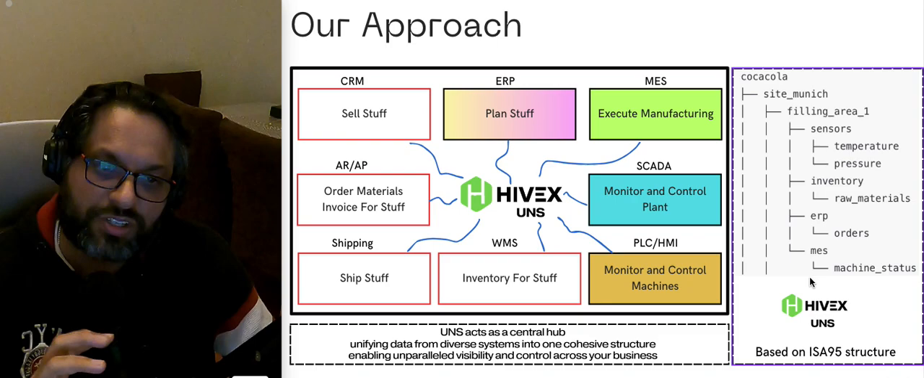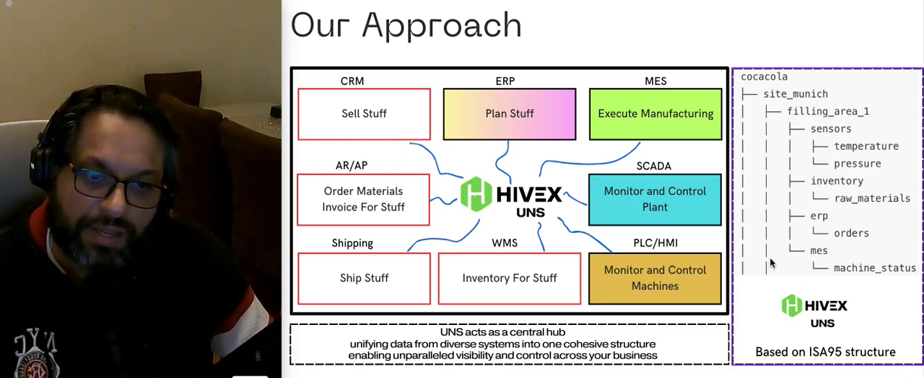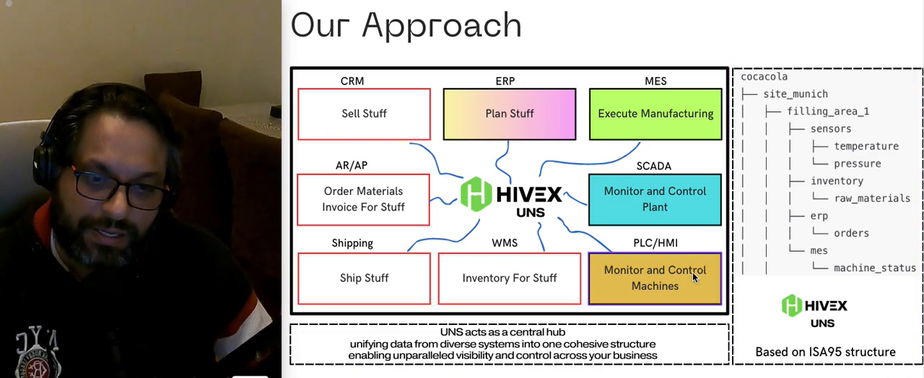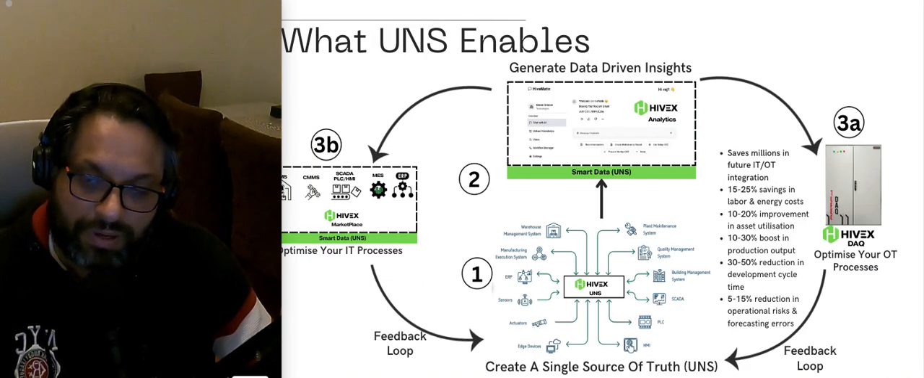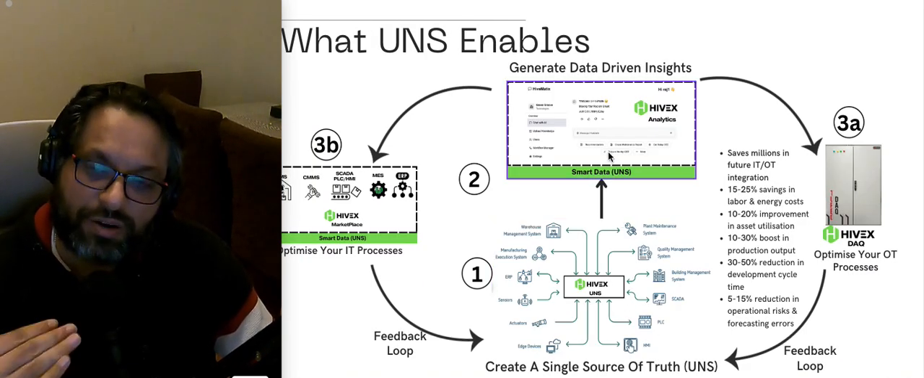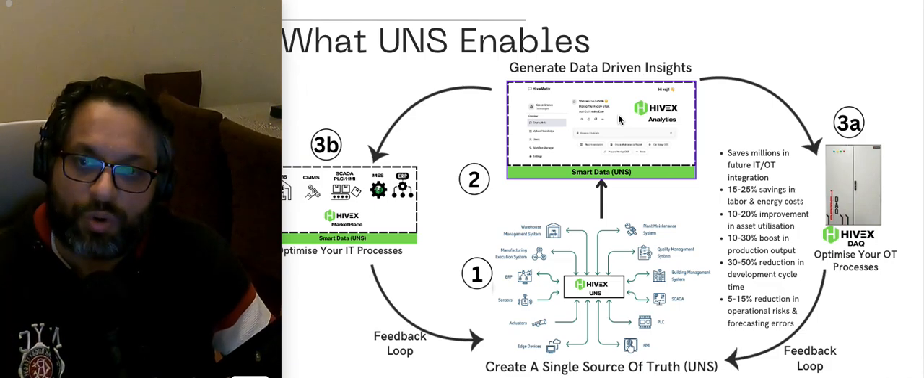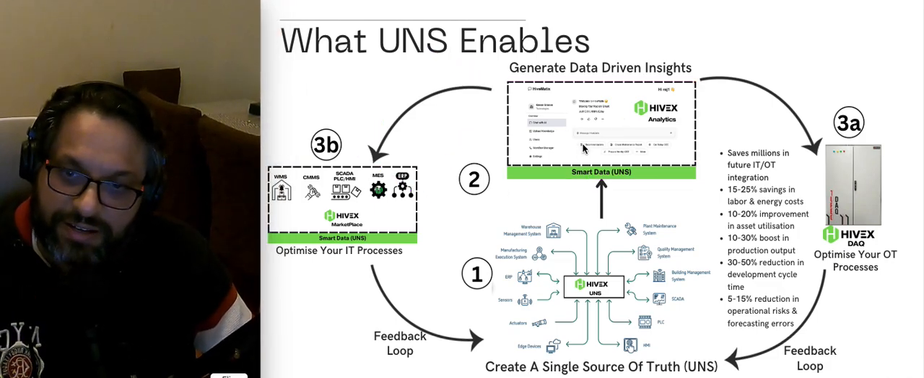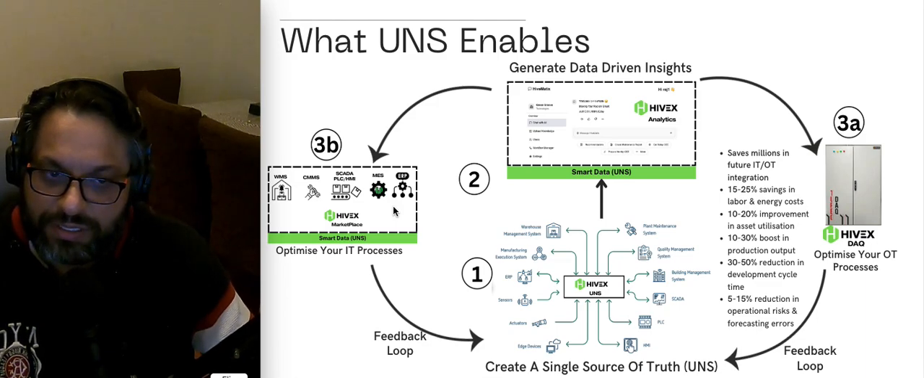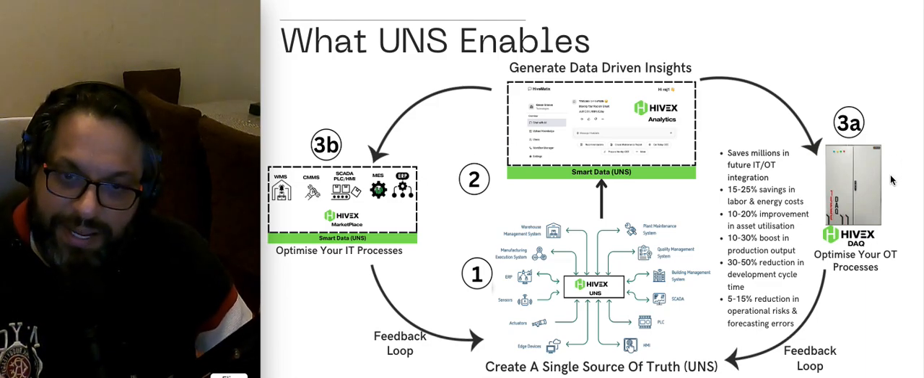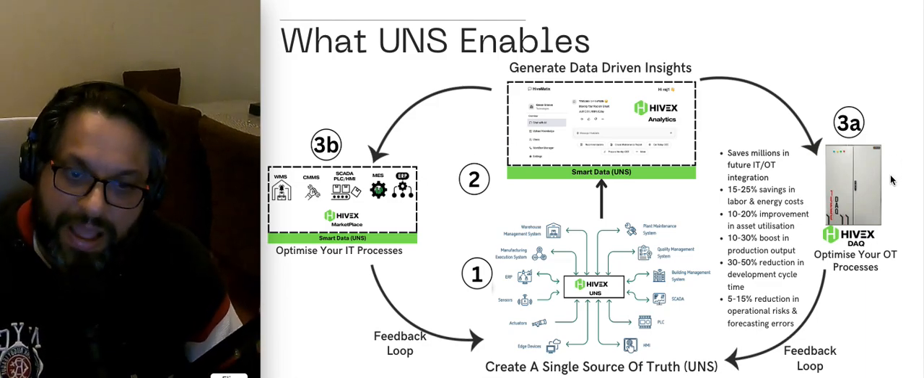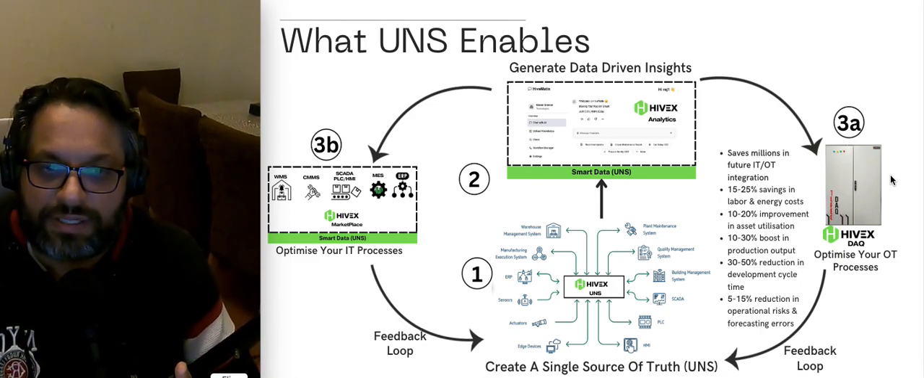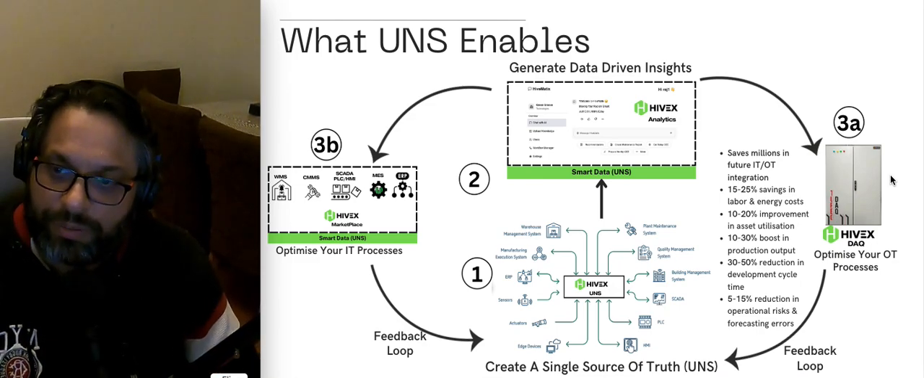So basically, it's a tree structure in which you put all of your data, and now all of the data is available in one place. Once the data is available in the UNS, you can generate a lot of data-driven insights on top of it. And once those insights are generated, you can optimize your IT processes or the OT process. And that feeds back to the single cohesive layer. And then again, it will drive the insights and then it will try to optimize.